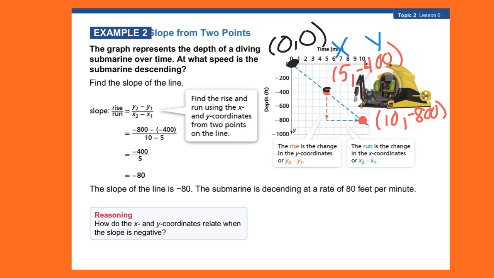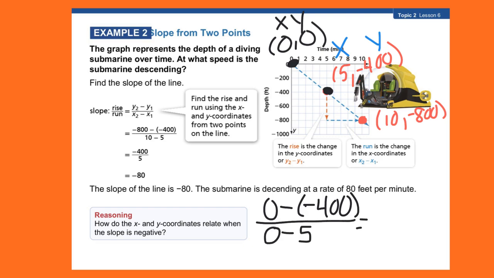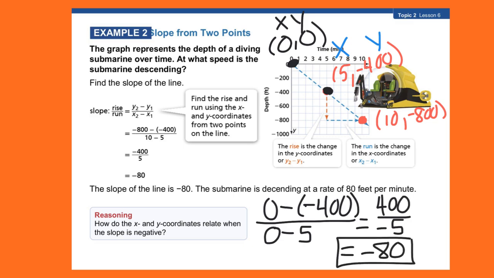I'm going to use 0, 0, and I'm this first one. So I'm going to subtract my y's, y minus negative 400 on top. My x's, 0 minus 5 on the bottom. 0 minus negative 400 is 400. 0 minus 5 is negative 5. And I would still get negative 80 because it doesn't matter which 2 dots on the line you use, your slope will remain consistent throughout the entire line.